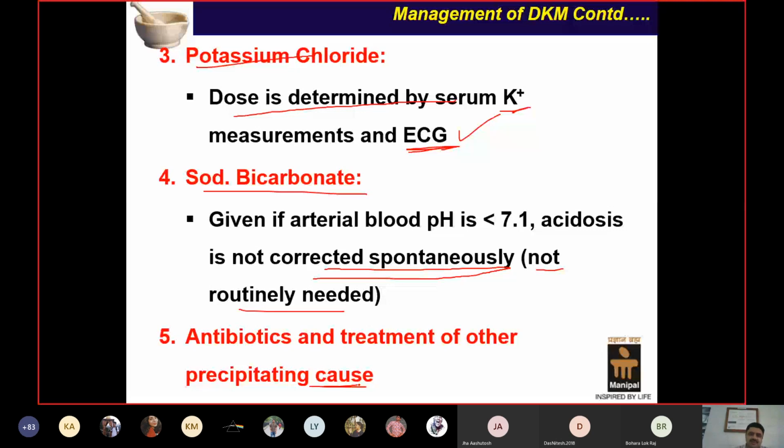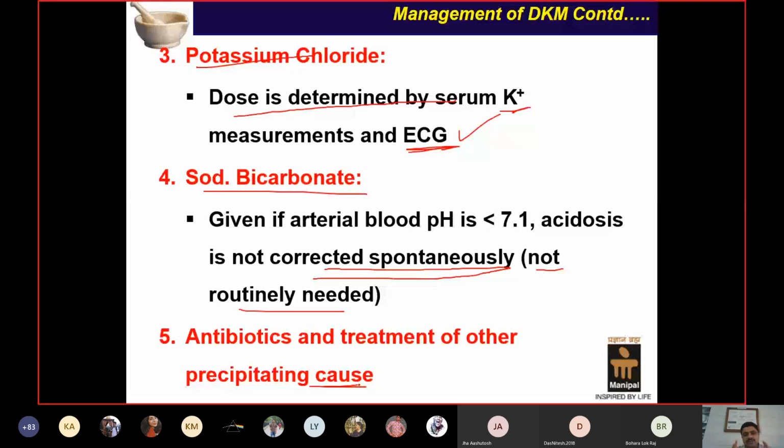In that case, the corticosteroids will be released. So those stresses should be removed. And if an infection has caused the precipitation of diabetic ketoacidosis, then that infection has to be treated. For the treatment, we will prefer the antibiotic which is sensitive to the microorganism causing the infection, an antibiotic which can kill the microorganism.